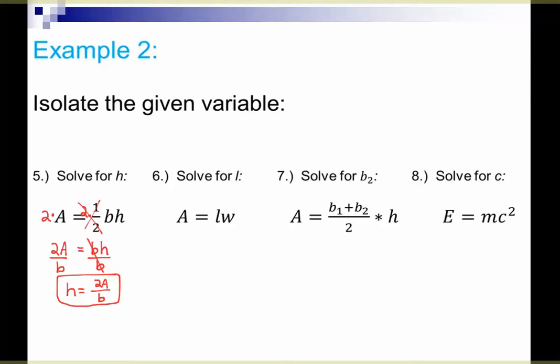All right, number 6, back to that formula for area of a rectangle again. This time we're solving for L. So we're going to divide both sides by W. Pretty easy stuff at this point. Okay, so this is probably making a lot more sense now. L equals capital A area over width.